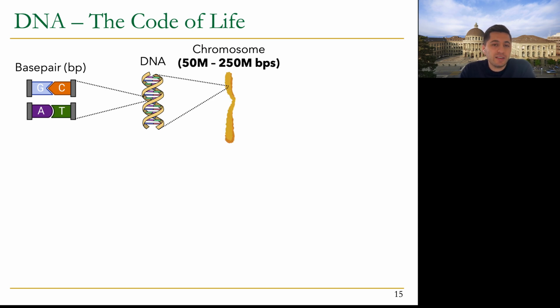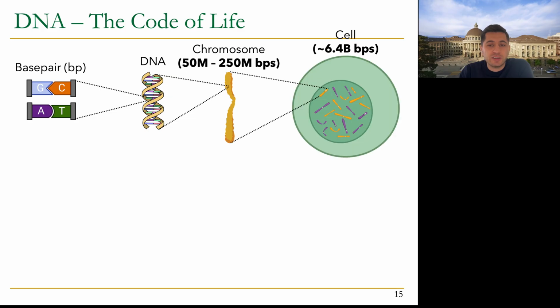And this DNA can be packed in a very compact form, making up the chromosome structure. The length of a single human chromosome can be from 50 million to 250 million base pairs, as a single sequence of these DNA letters, as a single unfragmented DNA piece. And we have several of these chromosomes, and in total around 6.4 billion base pairs in a single human cell. And this makes up our entire human genome.